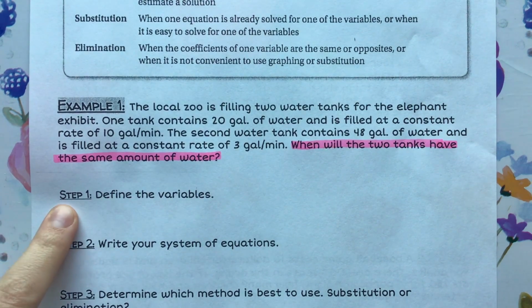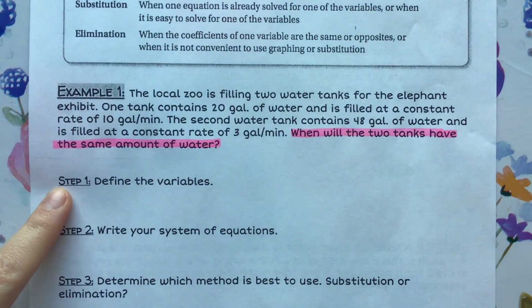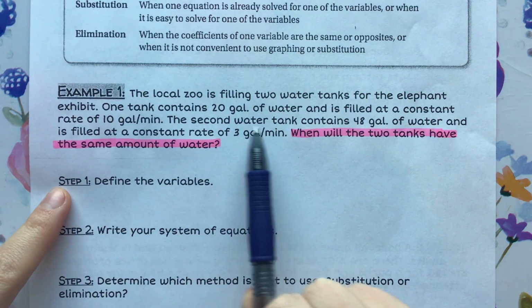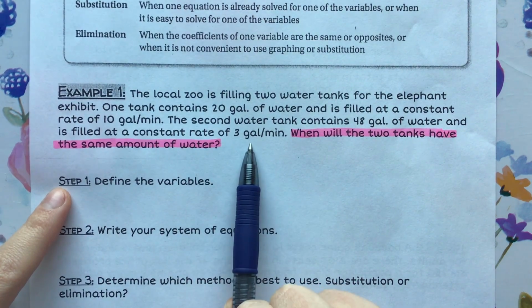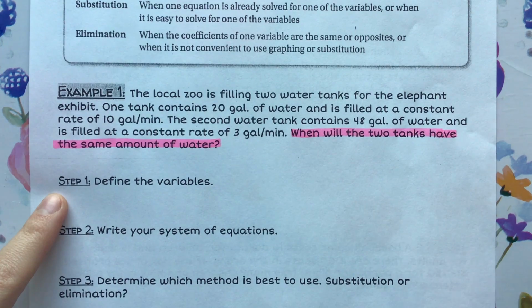So our first step is going to be defining the variables. What are the things that are fluctuating in this? If you're thinking tank 1 and tank 2, no. And if you're thinking 10 gallons per minute, or 3 gallons per minute, that is a rate of change. So a rate of change is not going to be our variable. Our variables are actually how much water there is and how much time has passed.